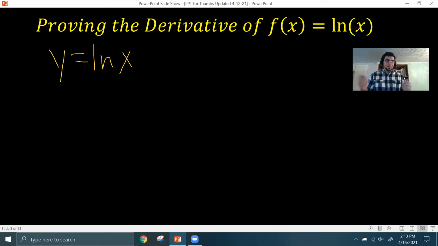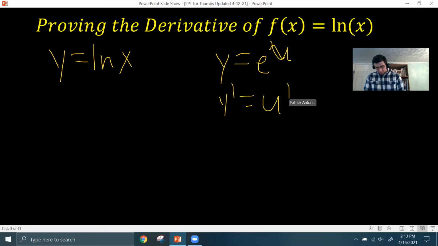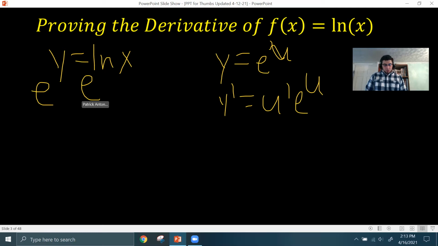And if you don't, this would be great, okay? We've learned in previous videos that if you have y equals e to the x, or more appropriately, y equals e to the u, then the derivative is u prime e to the u. And since the base e exponential function is the inverse of natural log, what we could do is exponentiate both sides. When you do that, the e and the natural log on the right-hand side cancel each other out, and you get x equals e to the y.